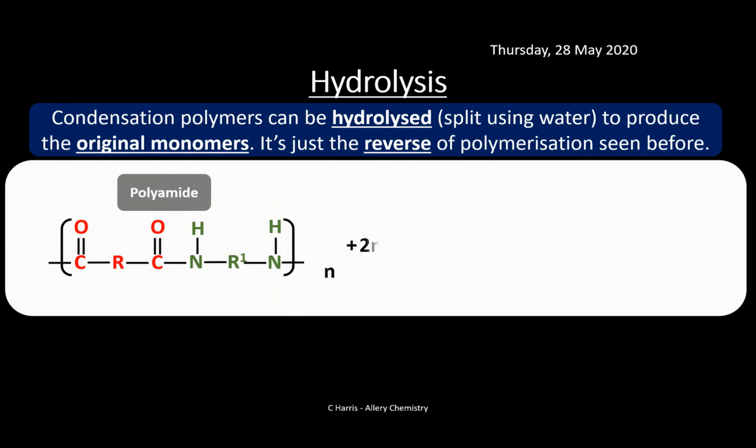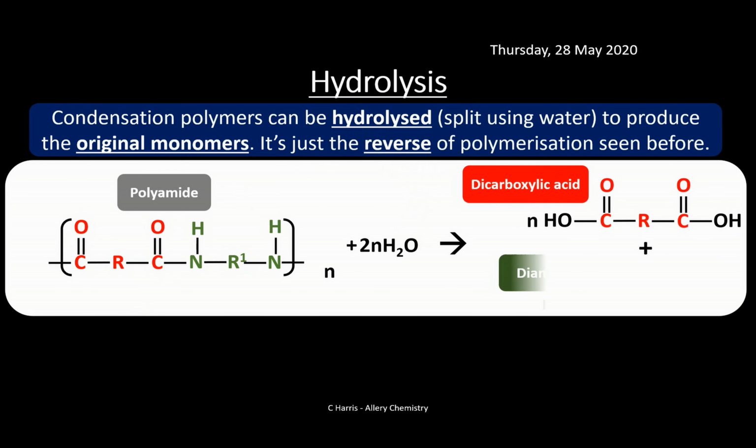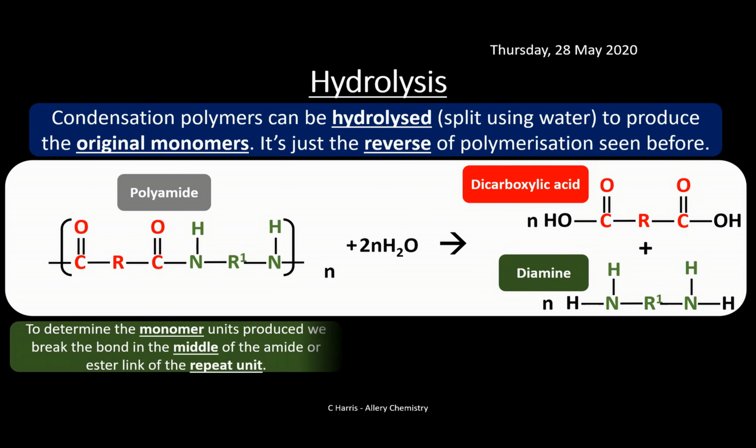So let's have a look. Here we've got our polyamide, and we're going to add 2 molecules of water because it's hydrolysis. Once we do that, we form the 2 monomer units that made it up. Because it's an amide, we form a dicarboxylic acid and an amine.